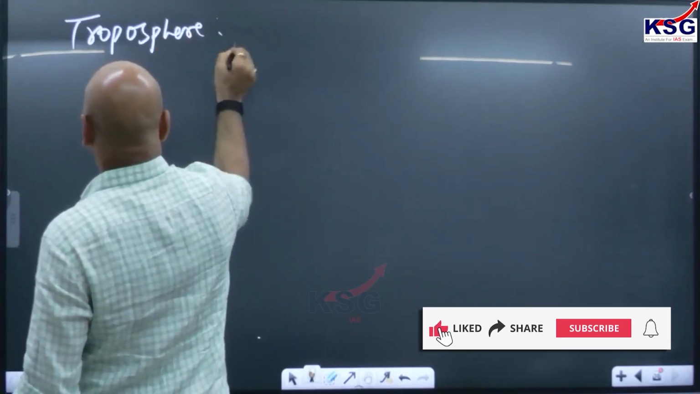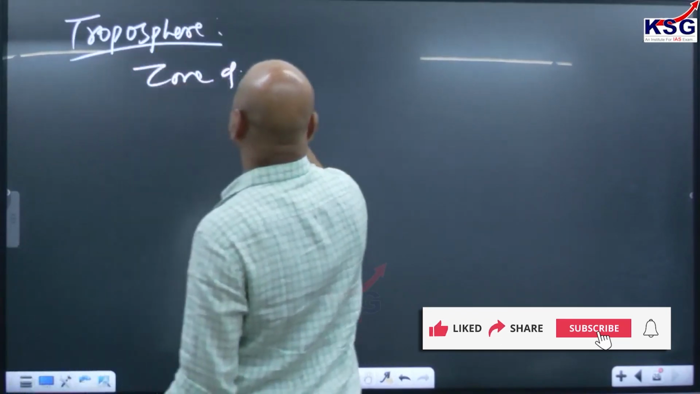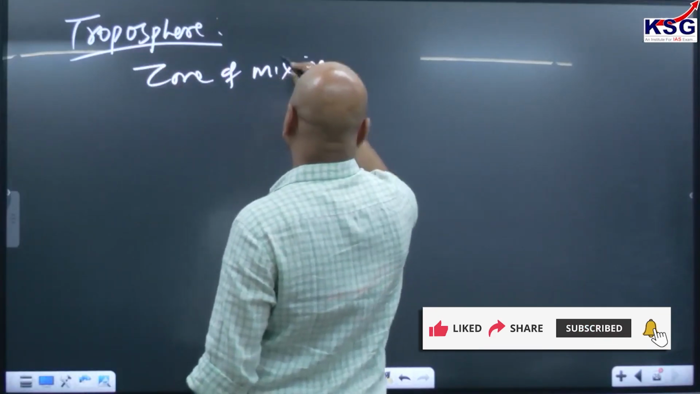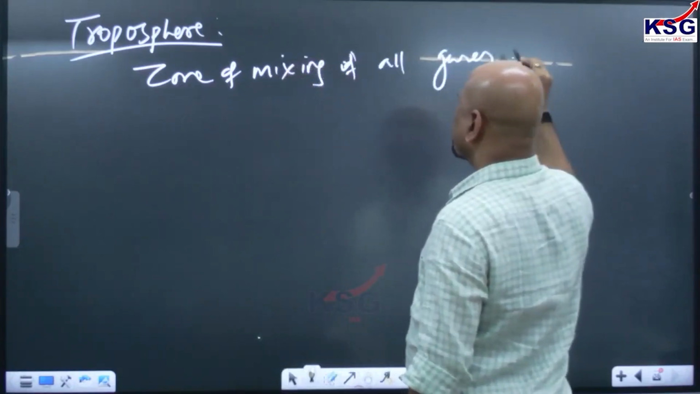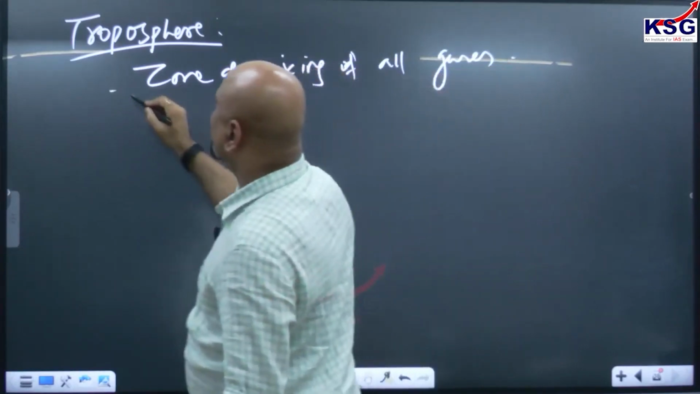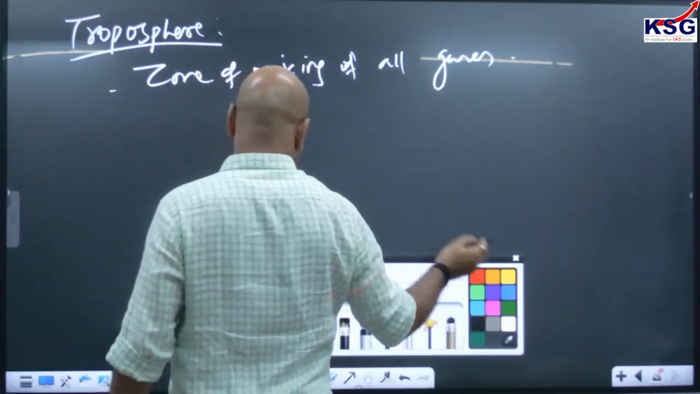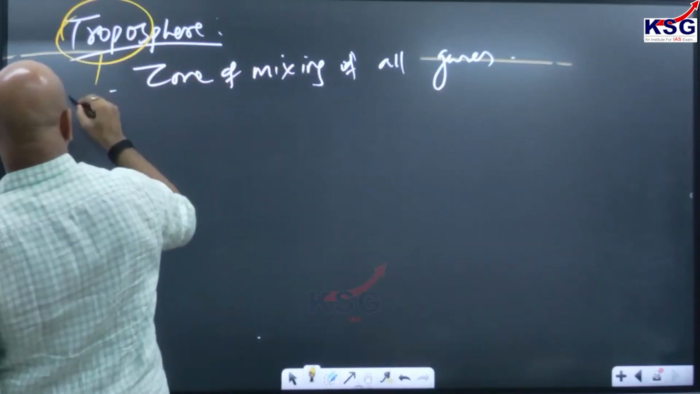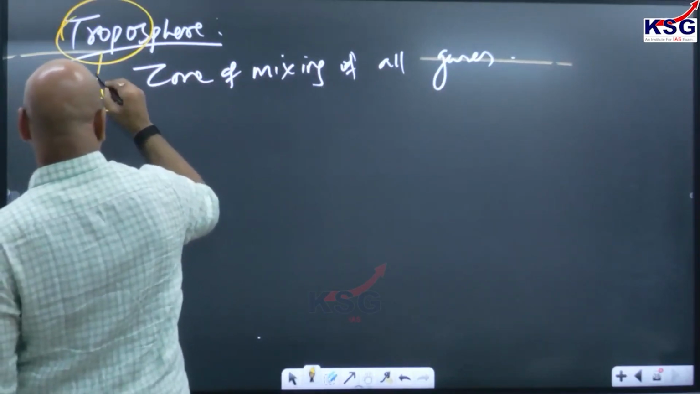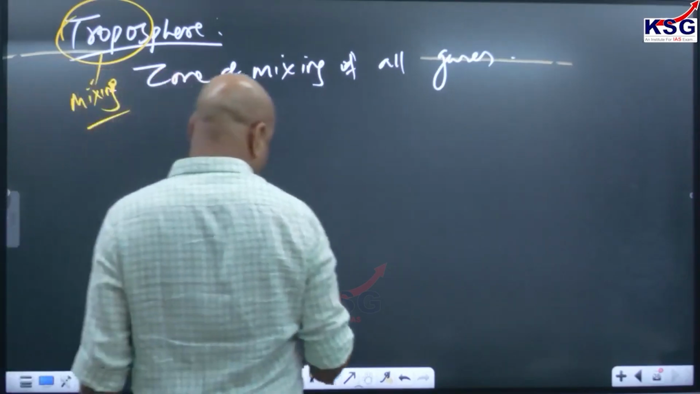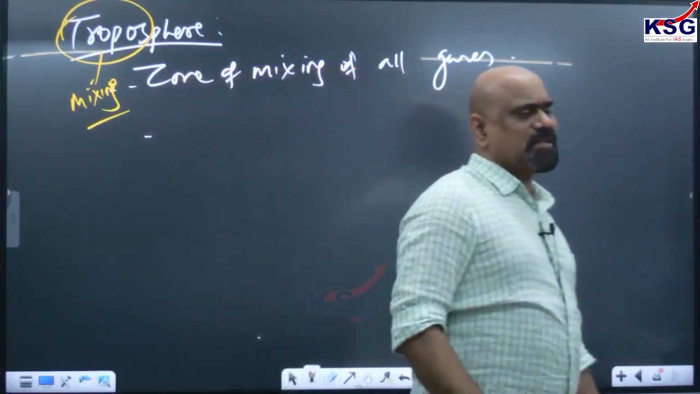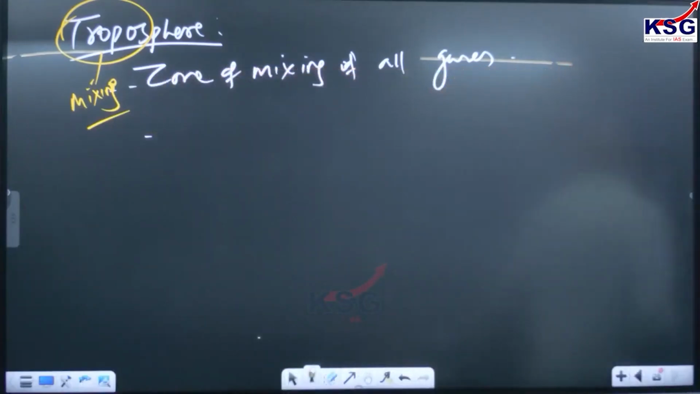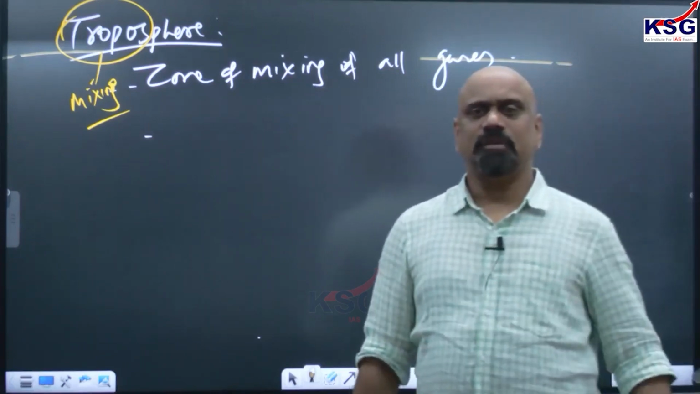Troposphere is the zone of mixing of all gases. Tropos means mixing. Mixing of all different gases is troposphere. Zone of mixing of all gases is troposphere.